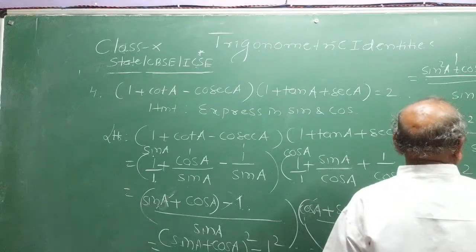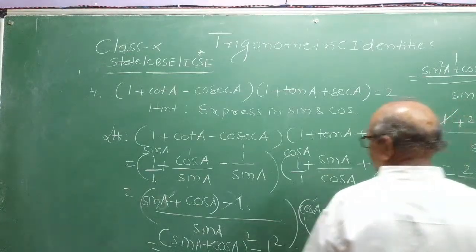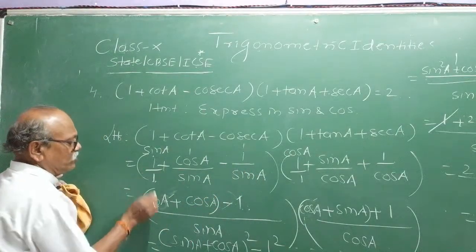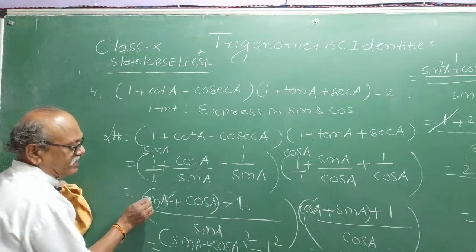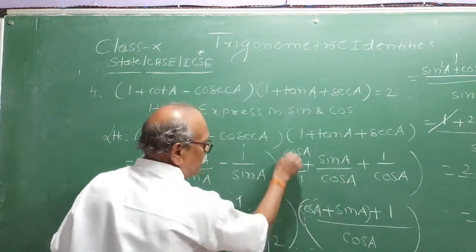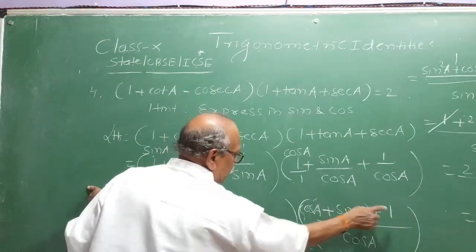Just correct the mistake. See, here after taking LCM sin A, I wrote it as 1, that is 1 into sin A. You get sin A plus cos A minus 1. Here after taking LCM cos A, you will get 1 into cos A plus sin A minus 1.